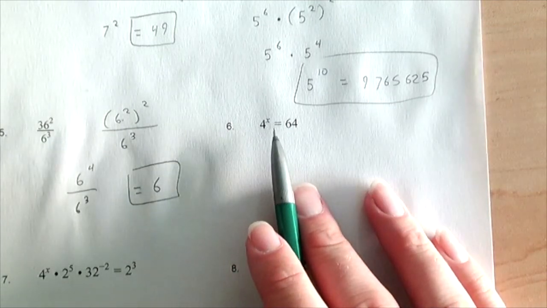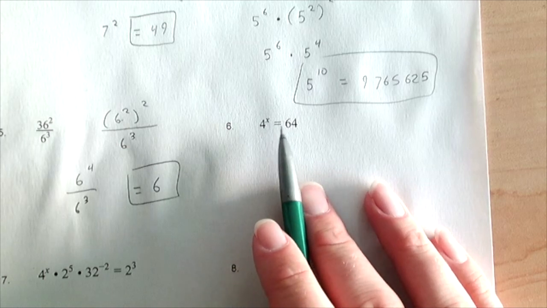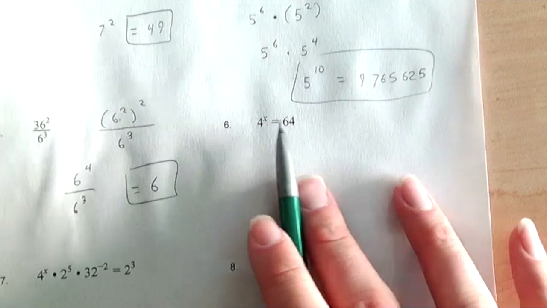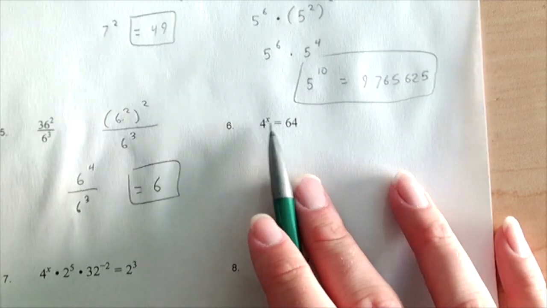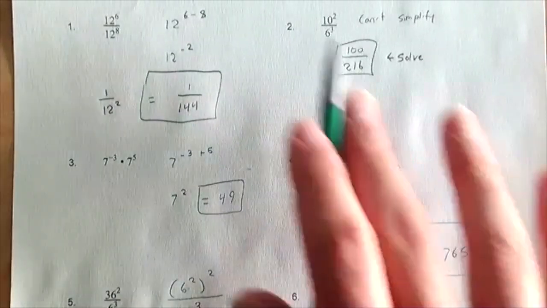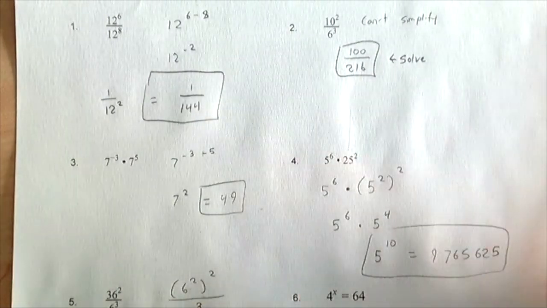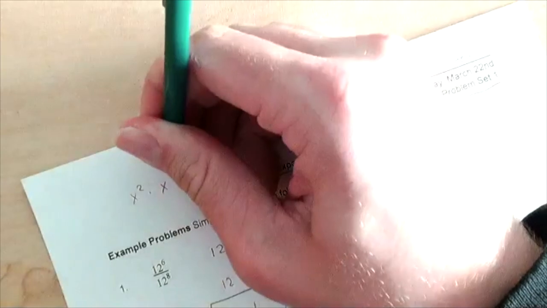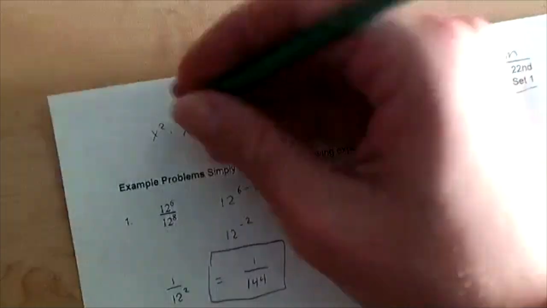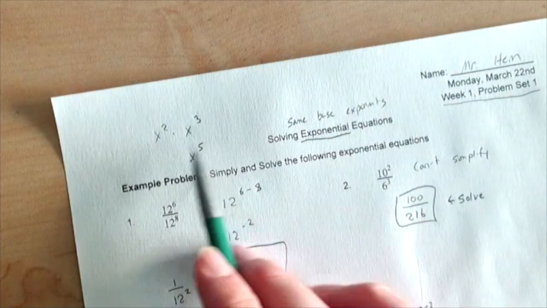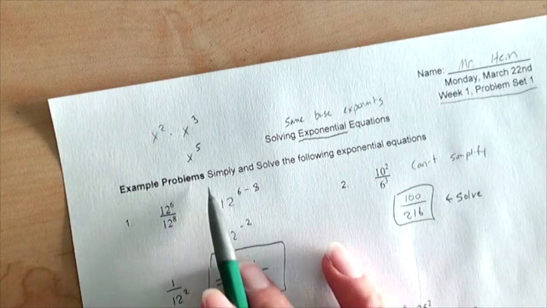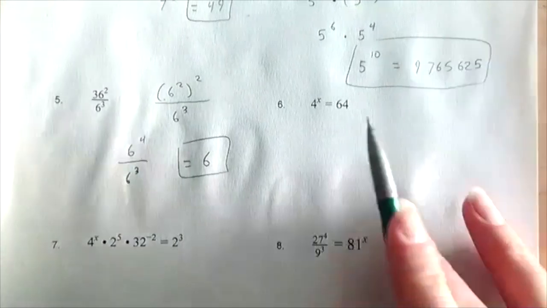Okay. So if we're looking at number 6, it says 4 to the x is equal to 64. And what's new now is that we're going to be solving for x again. We've just been simplifying, right? We haven't even been looking at equations. Even when we were looking at variables, something that we've been looking at is something like x squared times x cubed, turning that into x to the 5th. We've been doing that, but that's not an equation because we're not solving for anything, right?